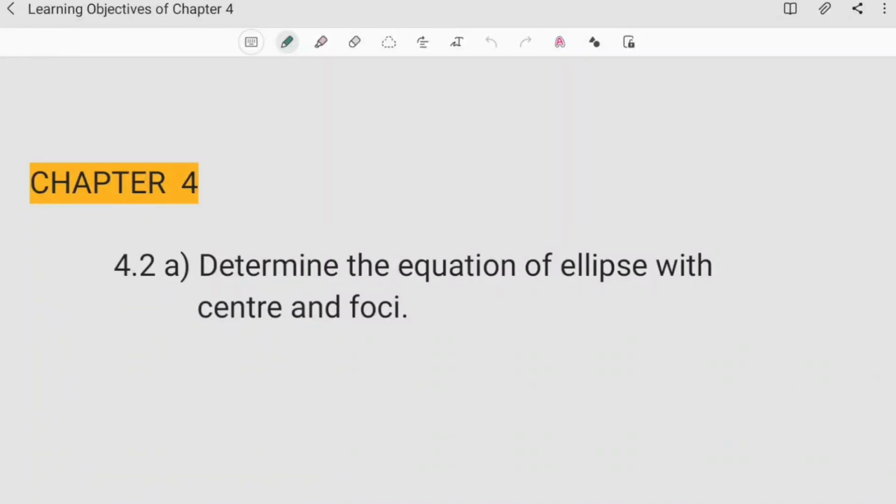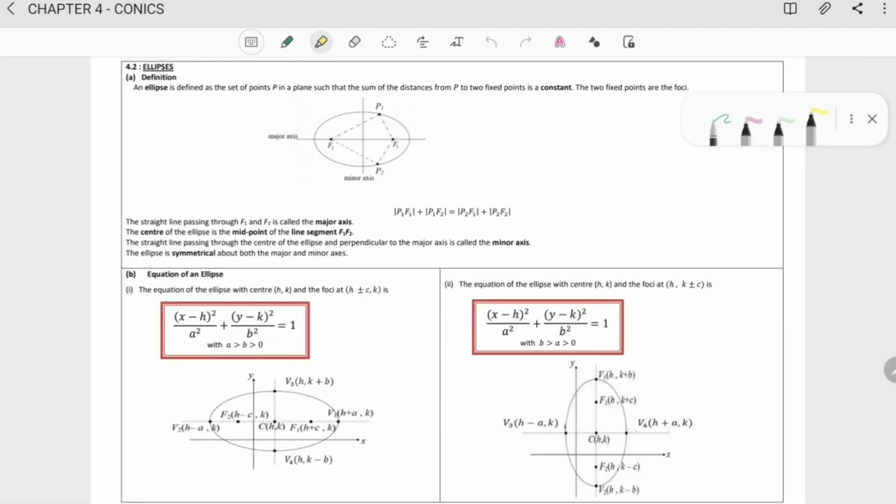4.2, determine the equation of an ellipse with center and foci. 4.2 Ellipse. We have a definition. An ellipse is the set of points P in a plane such that the sum of the distances from P to two fixed points is constant.